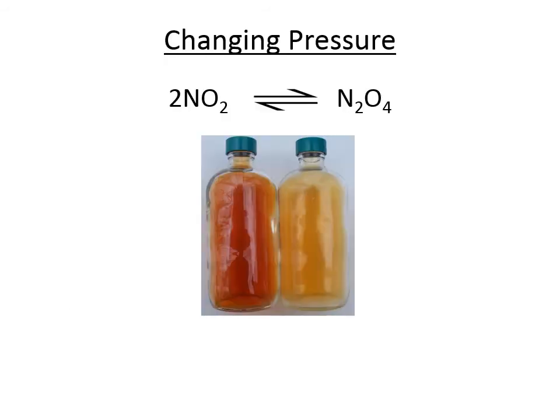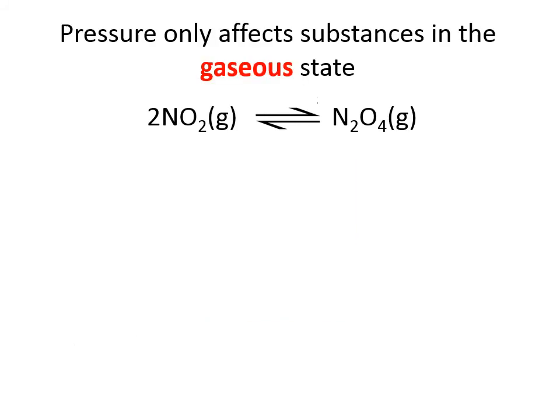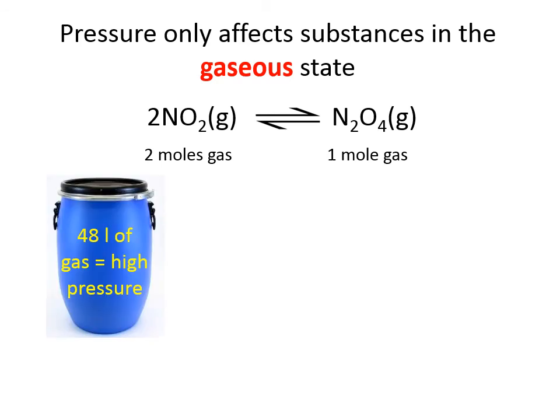So, if we go back to our NO2 to N2O4 equilibria. So again, the mixture appears brown at equilibrium. Pressure only affects substances in the gas state. Pressure only affects gases, so we're only looking at gases. If it's not a gas, it's not affected by pressure. So in this case, we've got 2 moles of gas in the reactants and 1 mole of gas in the products.